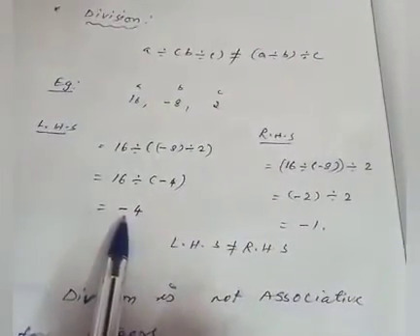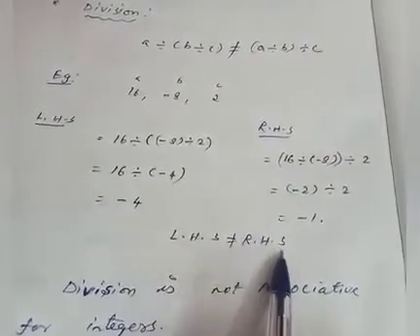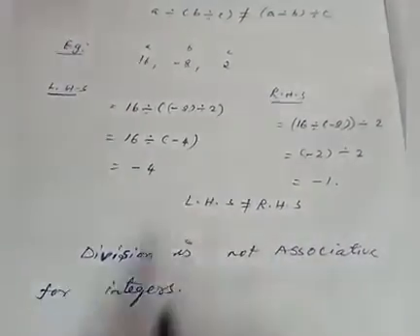Here left hand side is -4. Right hand side is -1. So left hand side is not equal to right hand side. So the division is not associative for integers.